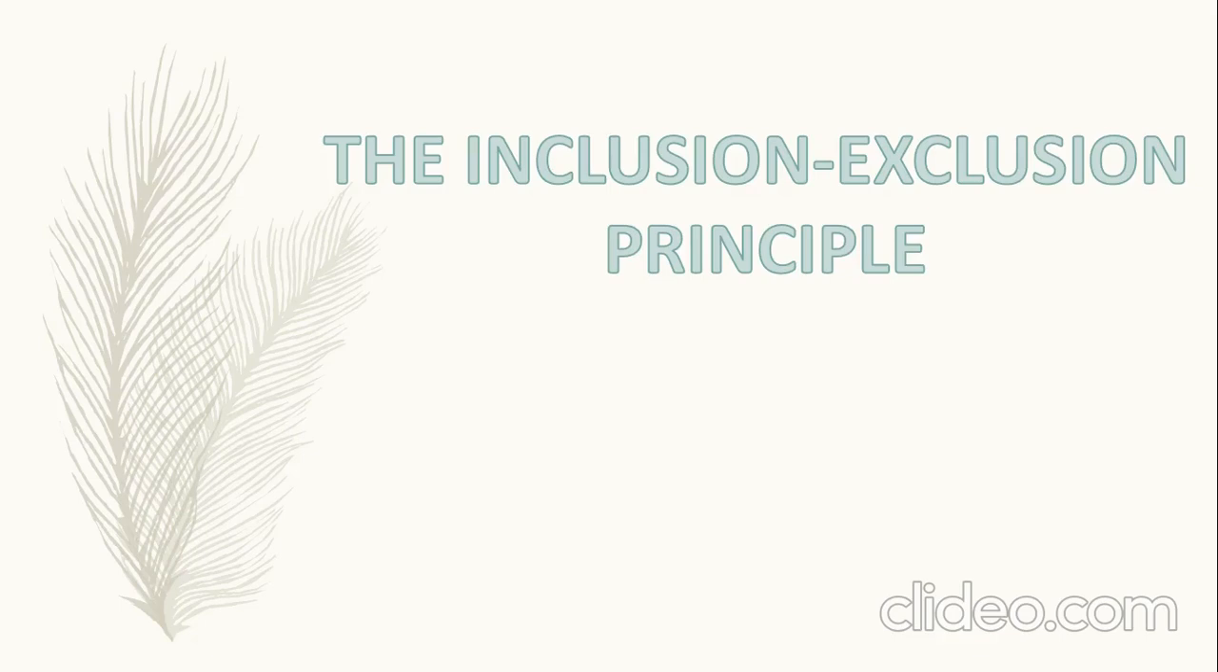Today I'm going to discuss the inclusion-exclusion principle. This inclusion-exclusion principle is very important in the area of combinatorics and probability because using this principle, you can guarantee that there is no repetition of numbers that are being counted.